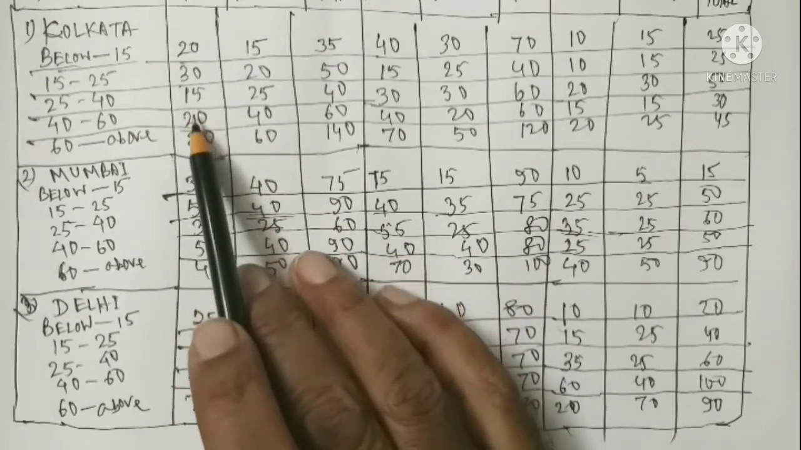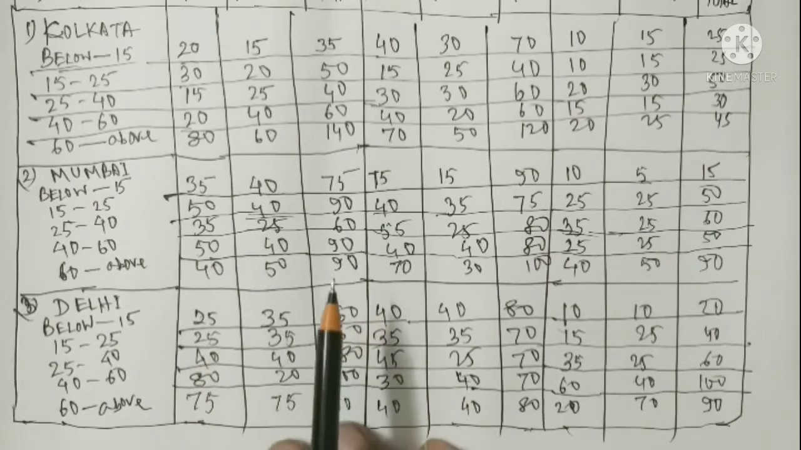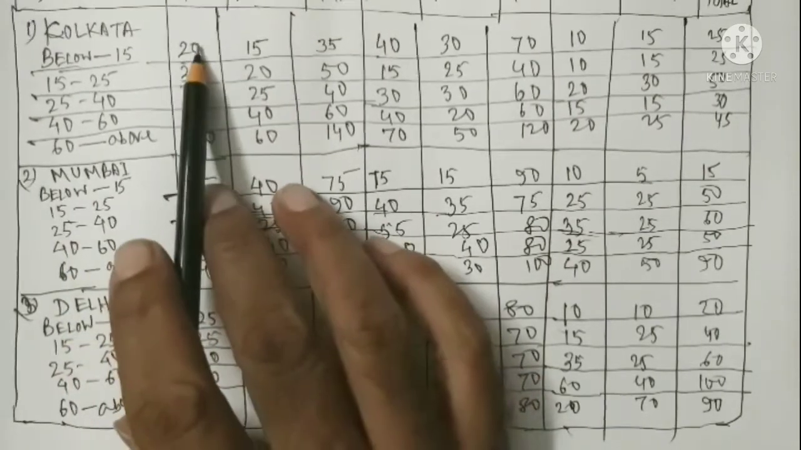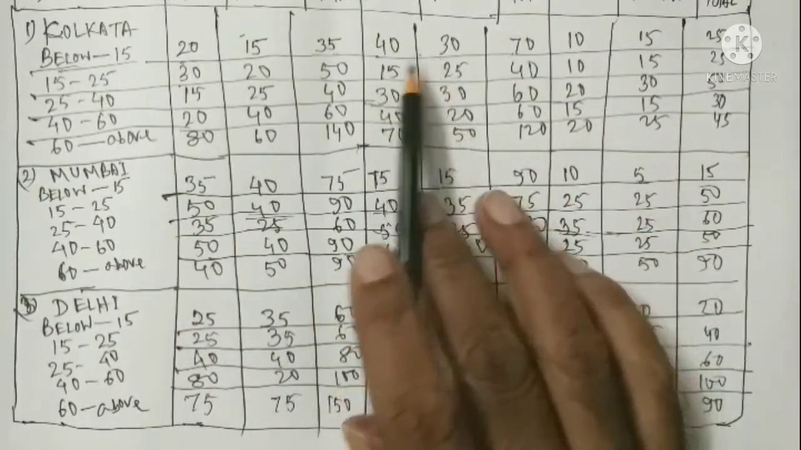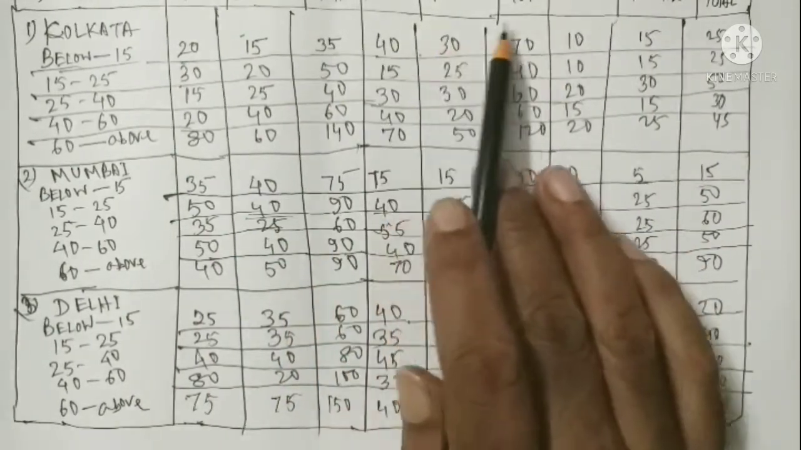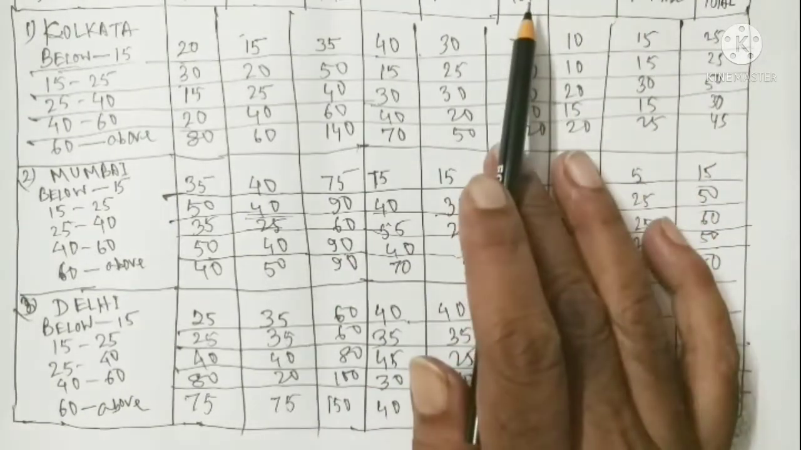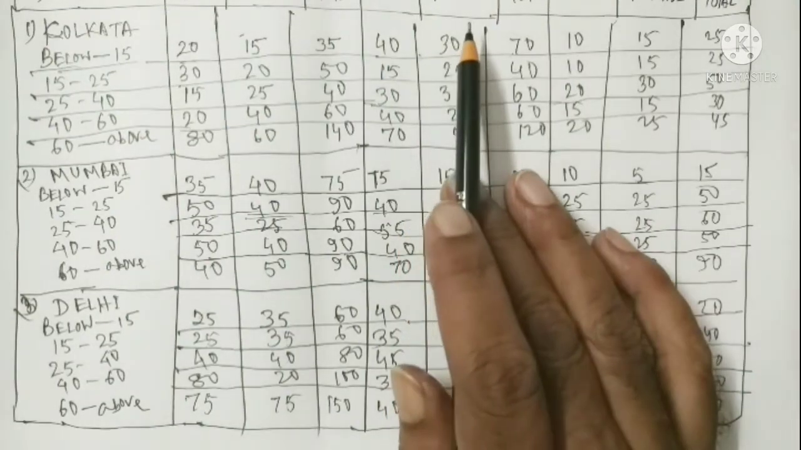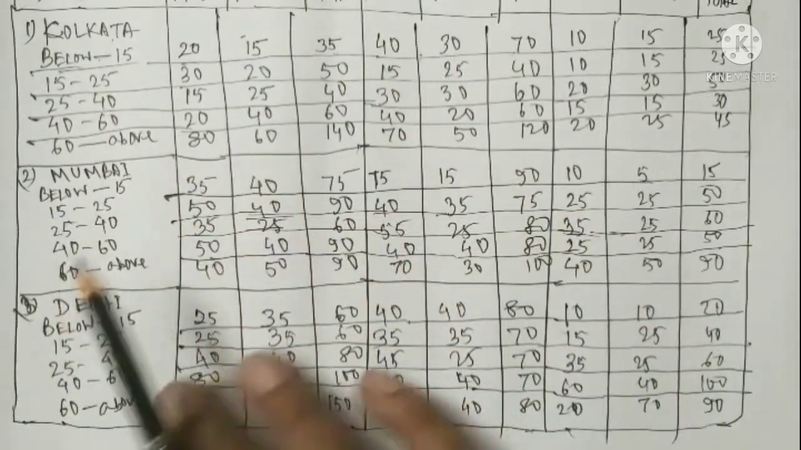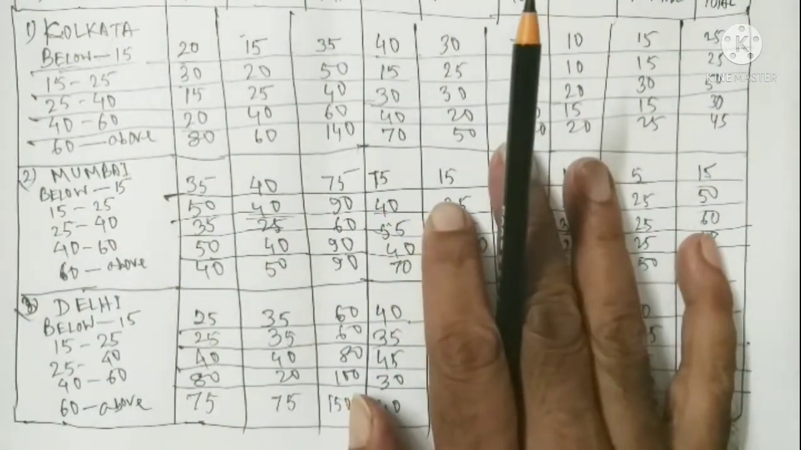Number of rows here: 1, 2, 3, 4, 5, 6, 7, 8, 9, 10, 11, 12, 13, 14, 15. 15 rows, and columns are 1, 2, 3, 4, 5, 6, 7, 8, 9. This is a horizontal and rectangular table in which 15 rows and 9 columns. And this is the stub. This is the body of the table. In the body of the table we get 15 rows and 9 columns.